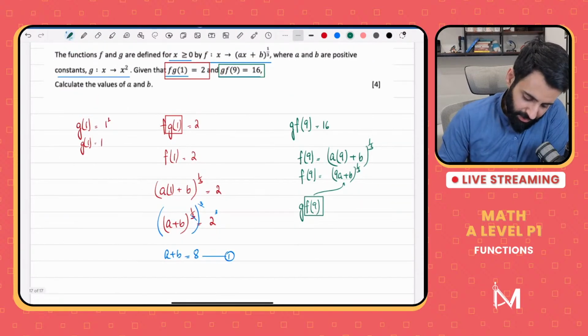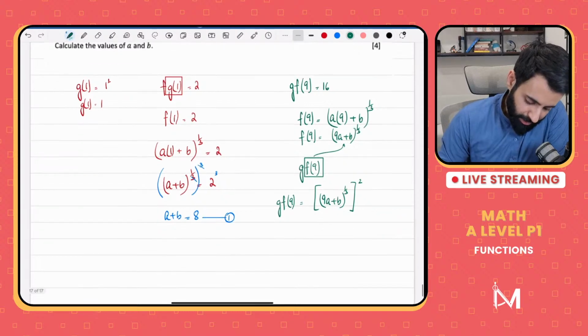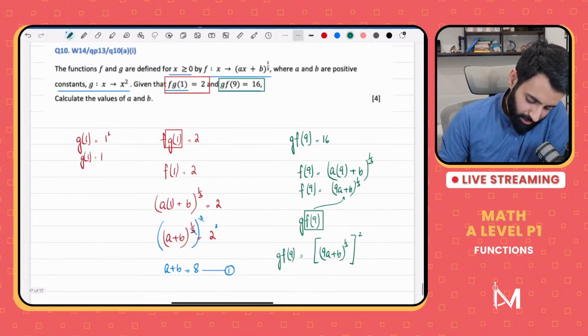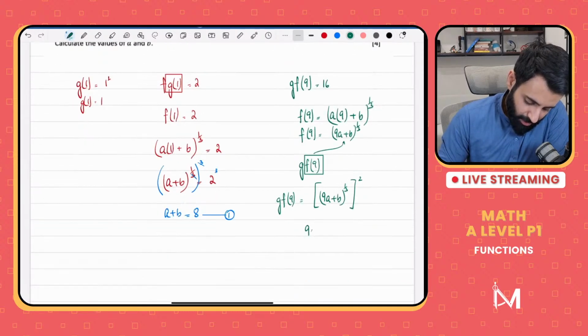So what's function g? Remember, function g is x squared. So that means (9a + b)^(1/3) in place of x. And because there is a square on x, this also gets squared. So this is g of f of 9 that we're looking at. And what's that equal to? According to the question, that's equal to 16. So that means (9a + b) raised to the power 2/3 is equal to 16.